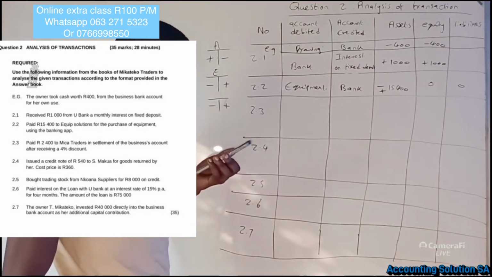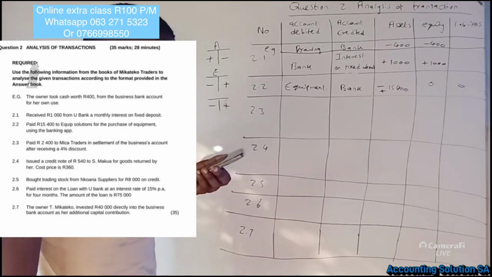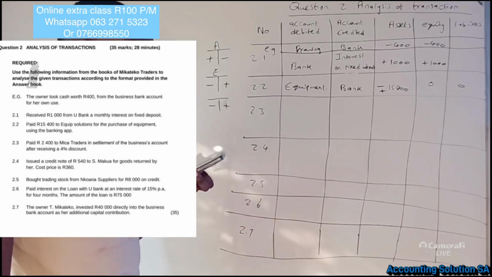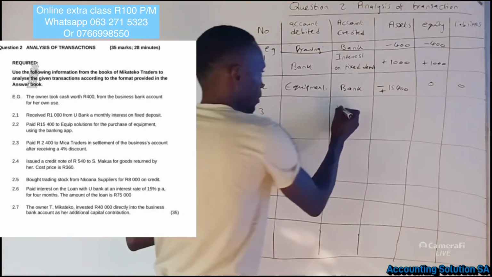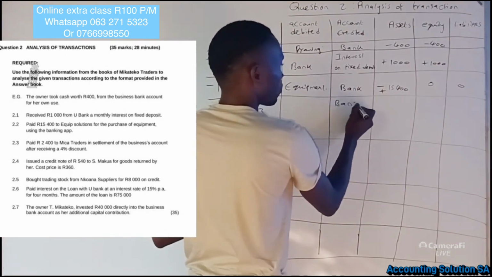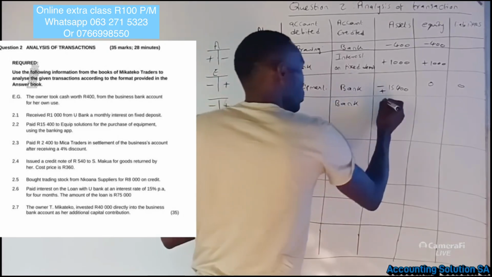Paid 2,400 to Mika Traders in settlement of the business account after receiving a 4% discount. We paid 2,400 to our creditors. How are we going to adjust this one? Obviously, our bank, money goes out. How much goes out?